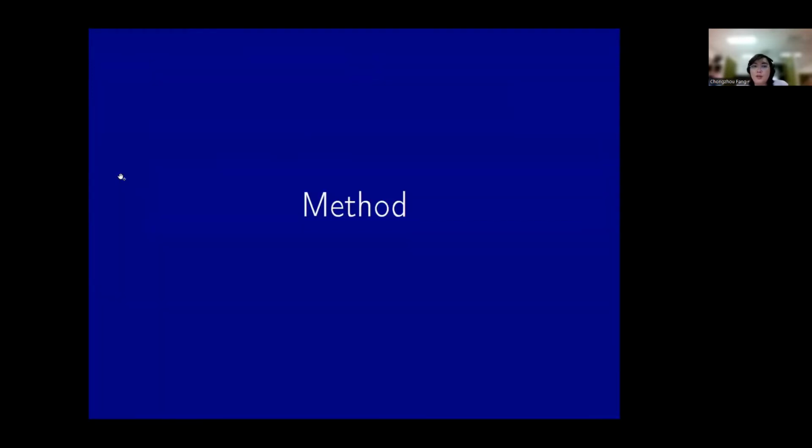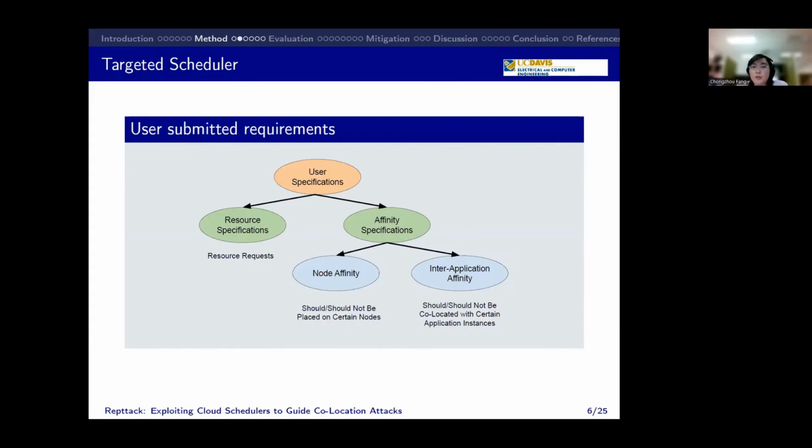We will briefly introduce the scheduler we target. First, we assume user-submitted scheduling requirements can be classified as resource specifications and affinity specifications. Resource specifications describe how much general resources like CPU and memory are required. Affinity specifications, on the other hand, are more flexible and allow users to have control over scheduling outcome. Node affinity describes whether or not the application should be placed on a certain node. And inter-pod affinity describes whether or not this application can be co-located with certain application instances.